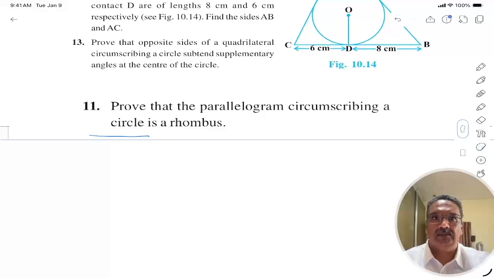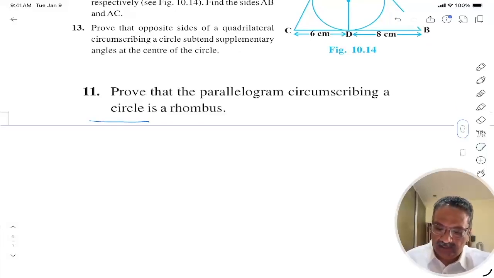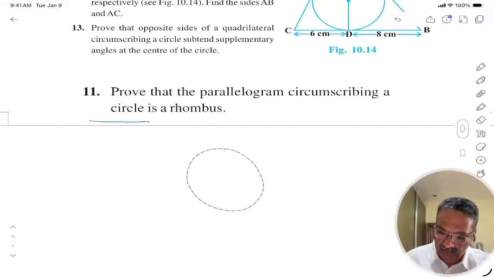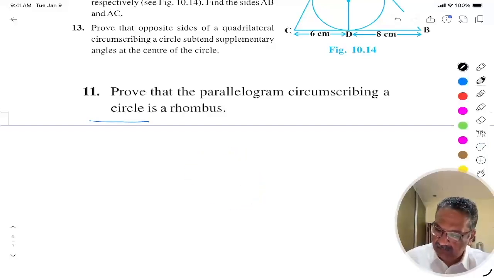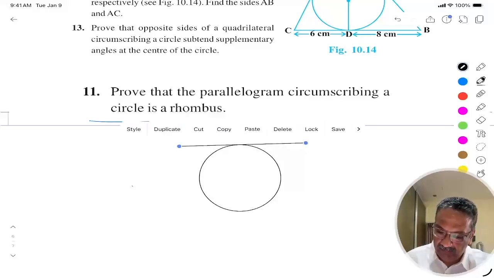Okay, next question number 11. We have to prove that a parallelogram circumscribing a circle is a rhombus, right? So let us draw a parallelogram which is circumscribing a circle. That is, the parallelogram is enclosing a circle. So we have a circle and we need to draw a parallelogram.